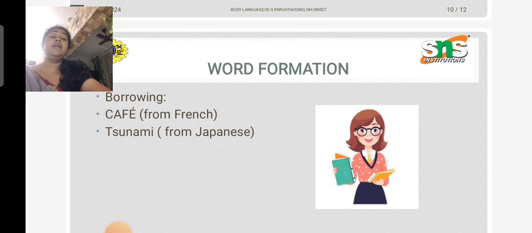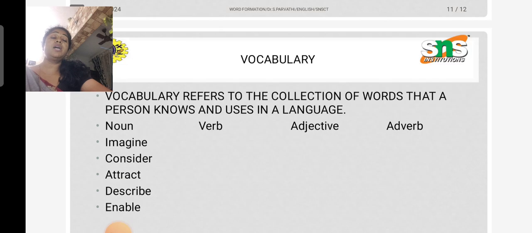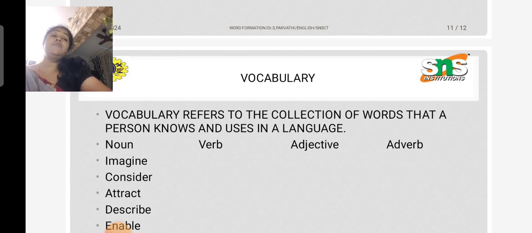And borrowing, you are borrowing words from another language. For example, cafe, because even in our campus we have one cafe. This word cafe we borrowed from French. And the next one is tsunami, a word we borrowed from Japanese. And vocabulary refers to the collection of words that a person knows and uses in a language.